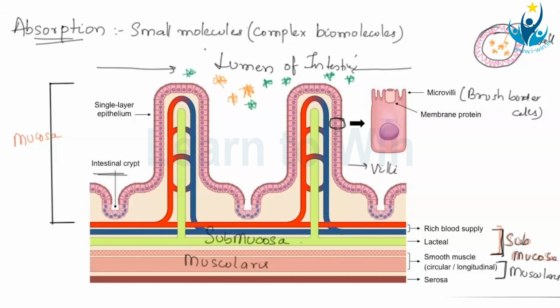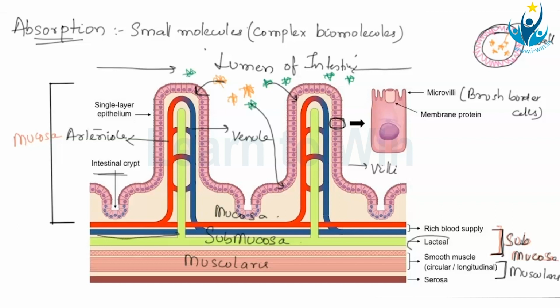The submucosa is highly vascularized, right? And this is the mucosal layer. So these substances have to enter into the epithelium cells via the villi, and from there they have to enter into the blood vessels and lymphatic vessels. Can you see this red one here? This red one is the arteriole. The blue one is the venule.